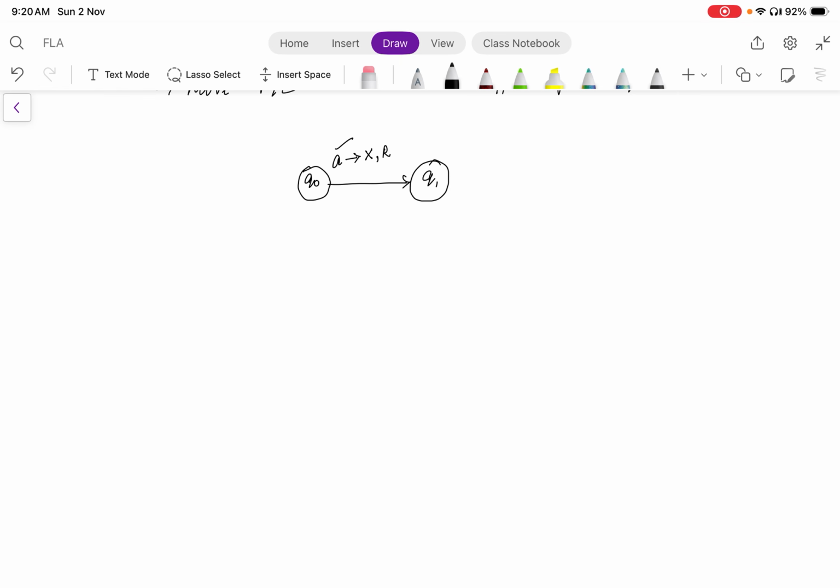This can be written like A, comma X, comma R, or you can use a vertical line also, A, X, comma R. The transition can be written in these three ways. So this is your input symbol, this is the symbol you are going to replace it with, the symbol to write or update, and this one is where to move, left or right, your direction.